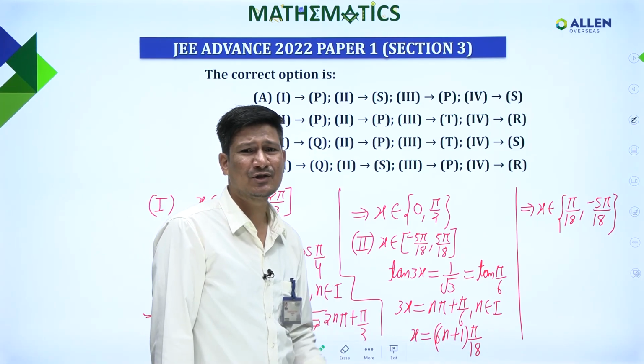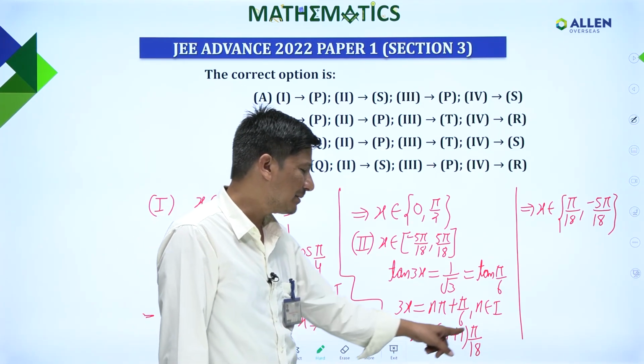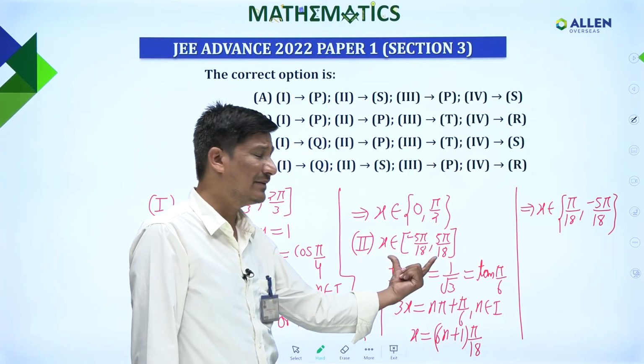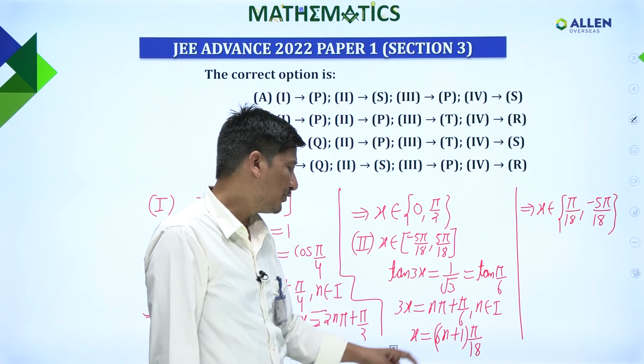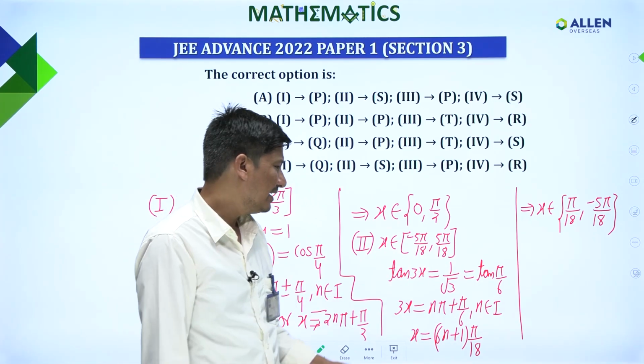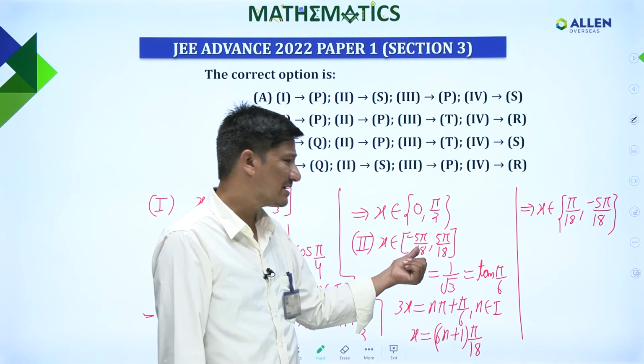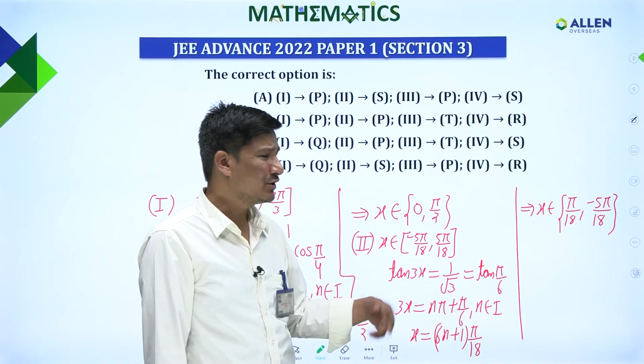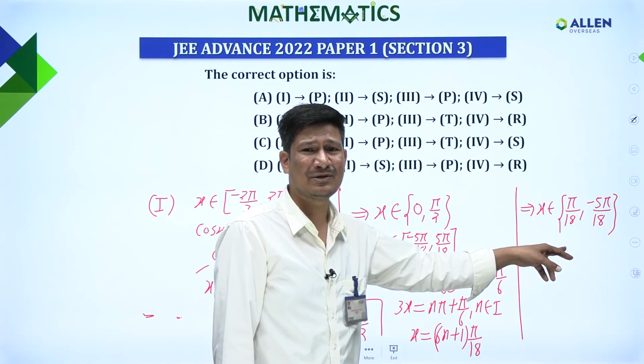Now guys, again, put the values of n. For n is equal to 0, I'm getting pi by 18. Pi by 18 lies in the given interval, obviously, beta. Then for n is equal to minus 1, we will get minus 5 pi by 18. Yes, minus 5 pi by 18 is also there. So you will get two solutions for the second part also, beta.